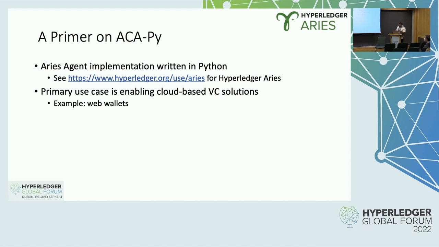So before we talk about what controllers are, let's quickly talk about ACA-Py, or Aries Cloud Agent Python, since ACA-Py is the basis for what controllers are built on. ACA-Py is an Aries implementation written in Python. Its primary use case is to enable cloud-based verifiable credential solutions like enterprise web wallets, and hence the name Cloud Agent.